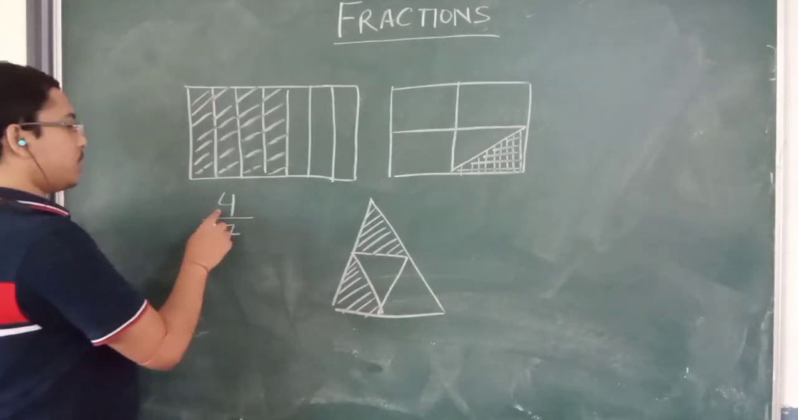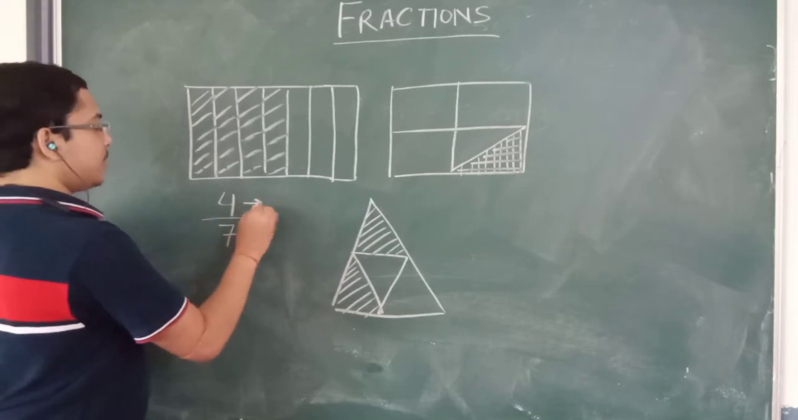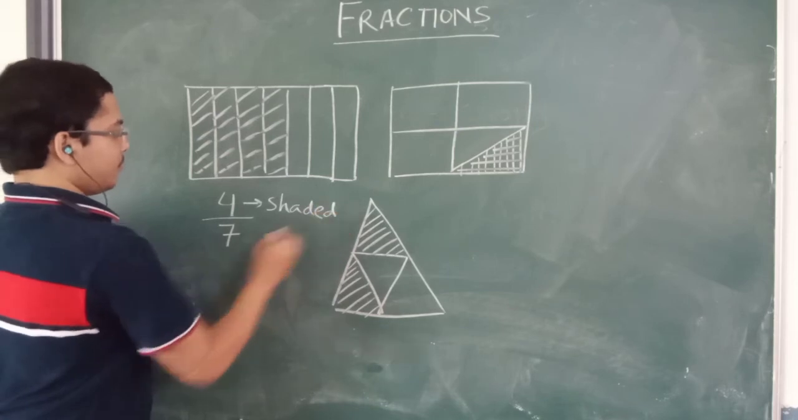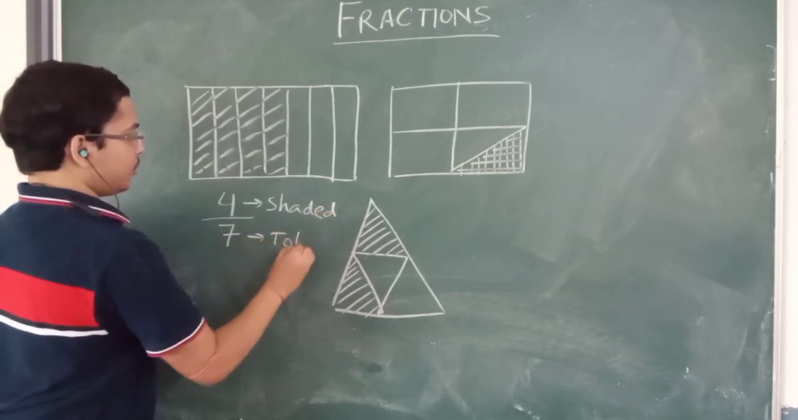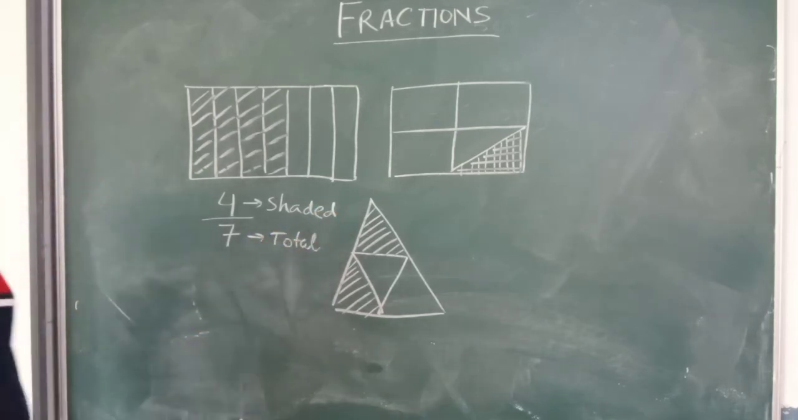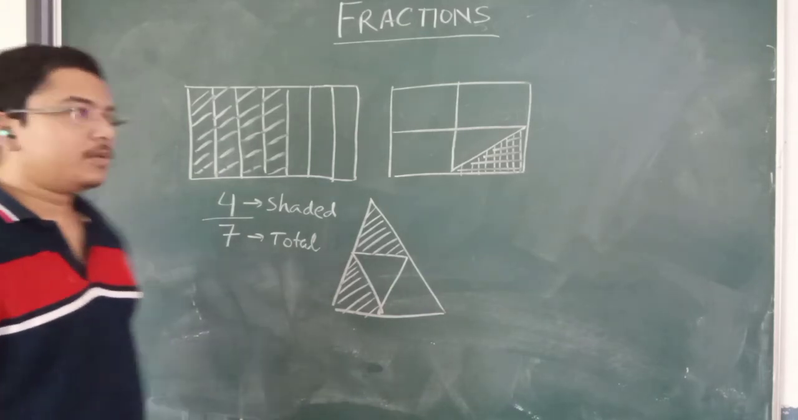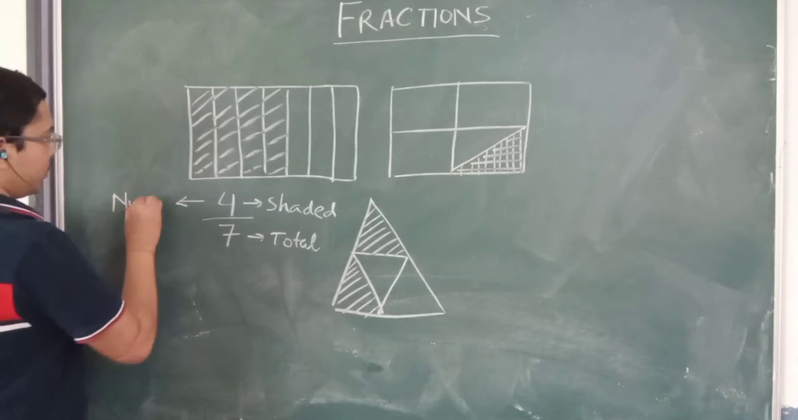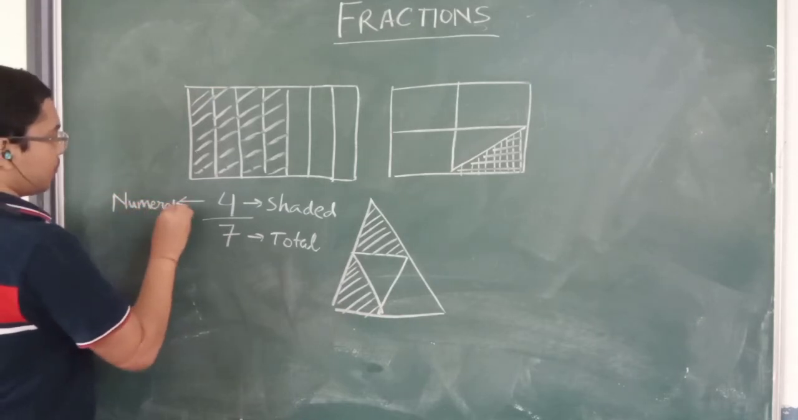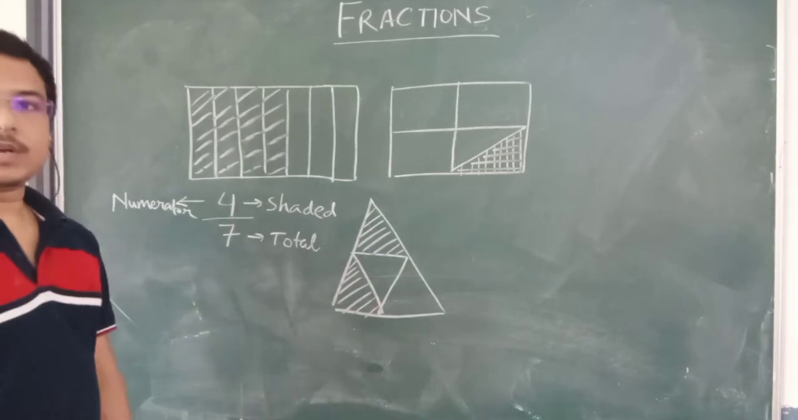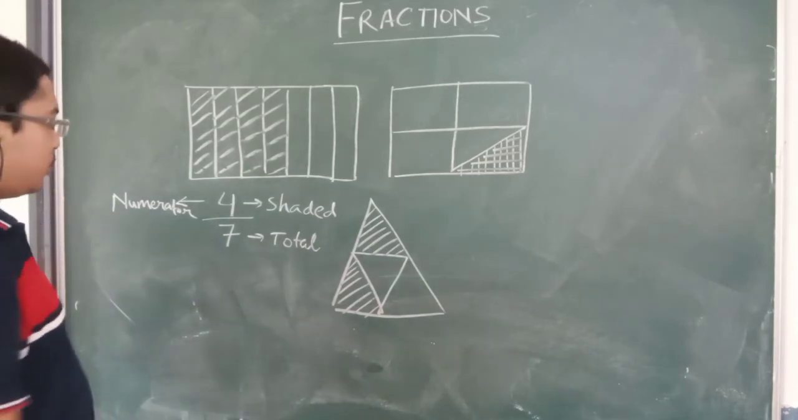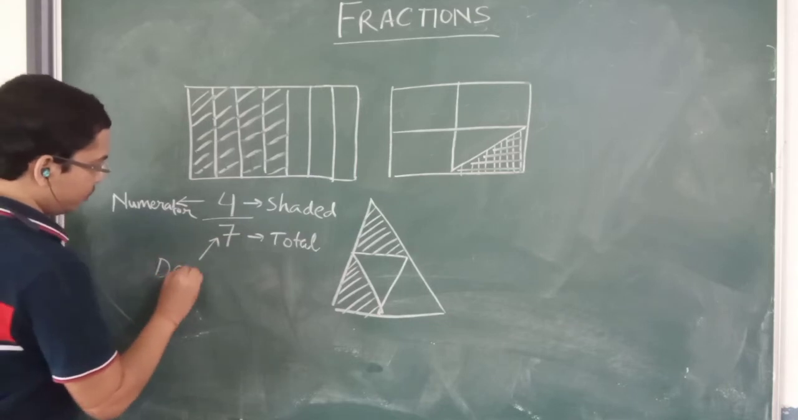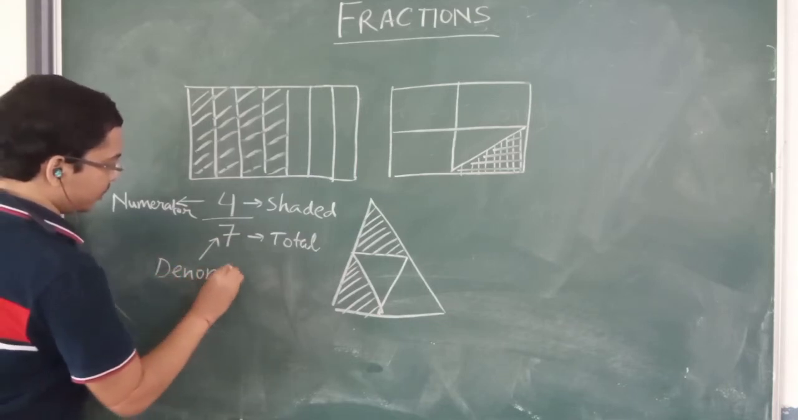So the total number of shaded parts will be on the top, and the total will always be at the bottom. Whatever number is written on the top is known as the numerator. Whatever number is written on the top is called the numerator, and the number written at the bottom is called the denominator.